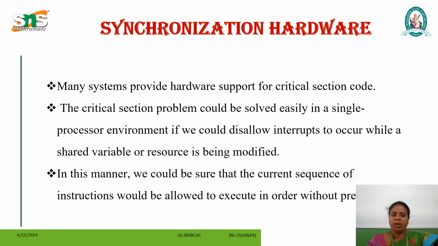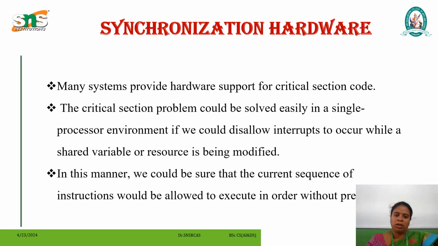Many systems provide hardware support for the critical section code. The critical section problem could be solved easily in a single processor environment if we could prevent interrupts from occurring while the shared variable or resource is being modified. In this manner, we could be sure that the current sequence of instructions would be allowed to execute in order without preemption. Unfortunately, this solution is not feasible in a multiprocessing environment.